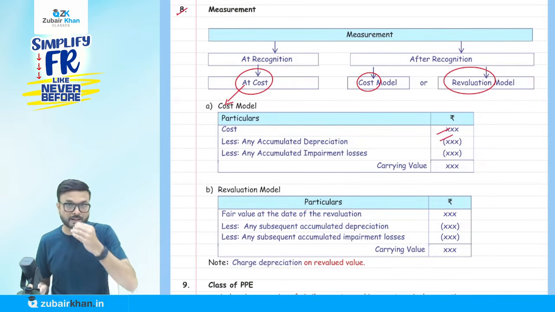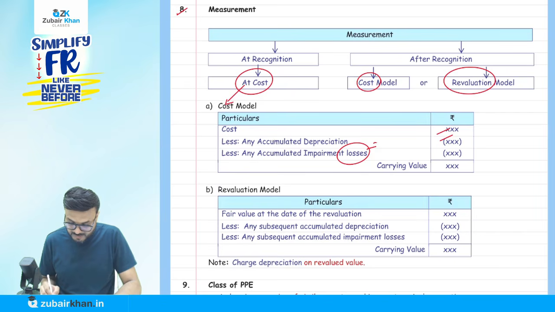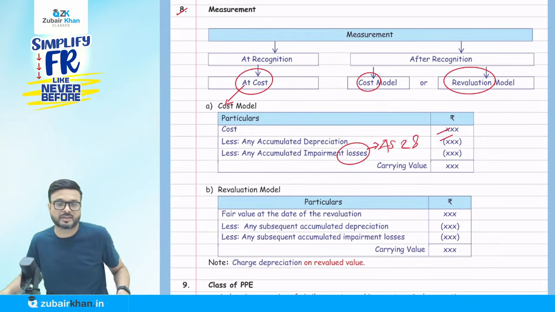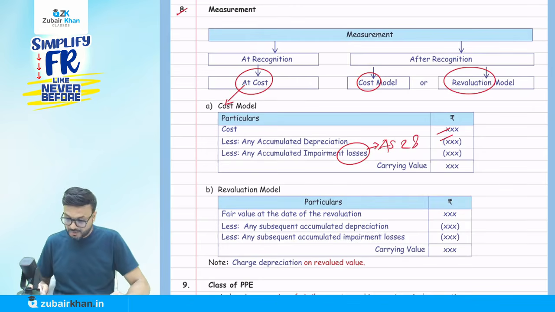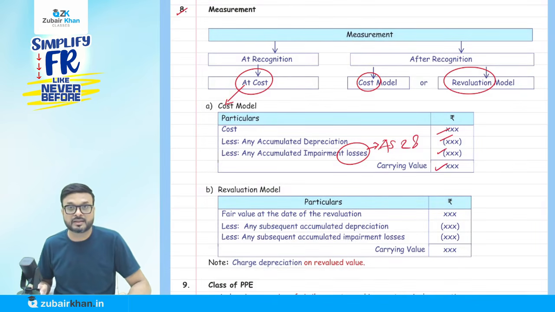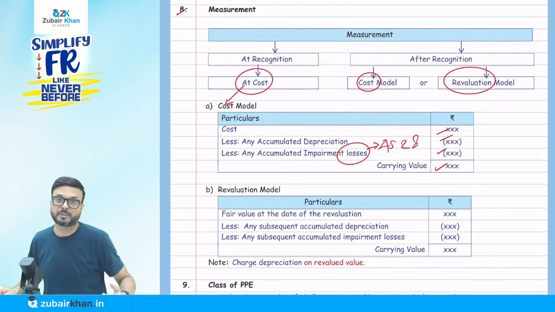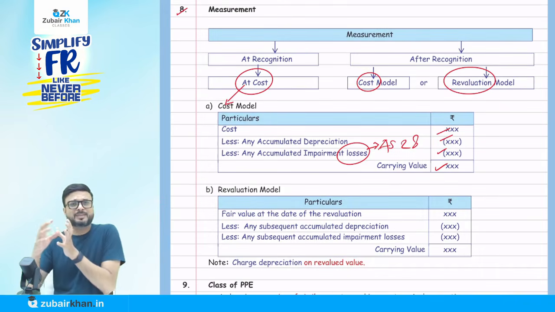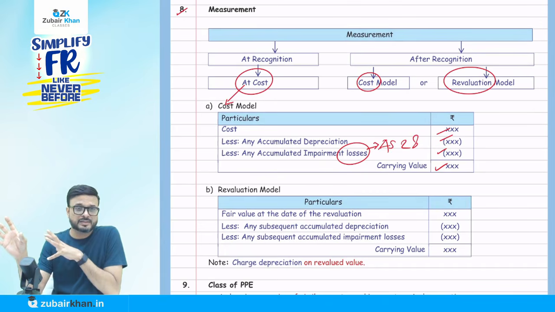Depreciation we are going to deduct here. Now any accumulated impairment loss, which is dealt with by Accounting Standard 28. Okay, so later on I will discuss that standard; if there is an impairment loss, that also will be removed from the cost, and then this is the carrying amount, the book value. Okay, now what is impairment loss? Don't worry, I will discuss it with you in AS 28.